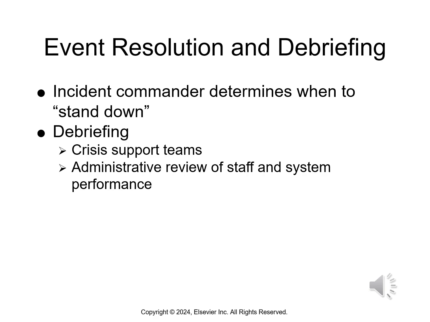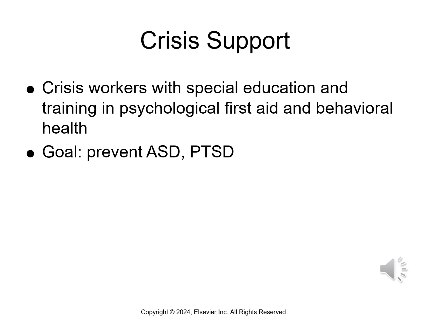Two general types of debriefing, or formal systemic reviews and analysis, occur after a mass casualty incident or disaster. The first type entails bringing in crisis support teams to provide sessions for small groups of staff to promote effective coping strategies. The second type of debriefing involves an administrative review of staff and system performance during the event to determine whether opportunities for improvement in the emergency management plan exist. Crisis workers with special education and training in psychological first aid and behavioral health address pre-crisis through post-crisis interventions for small to large groups, including communities.